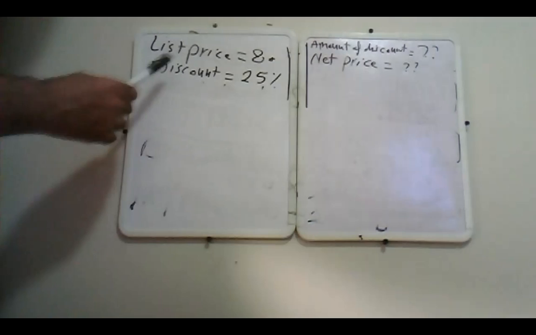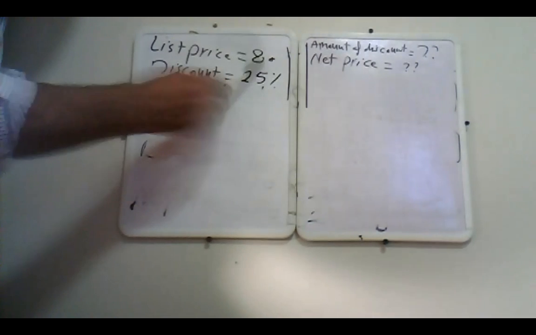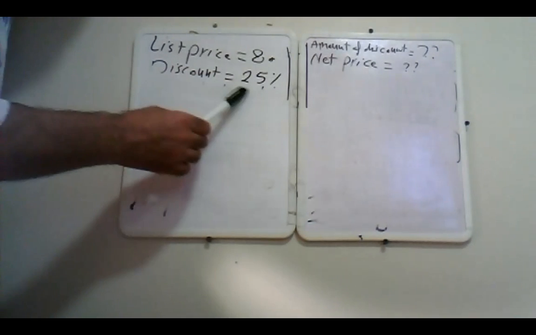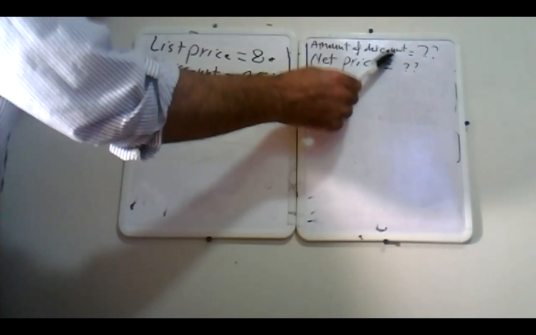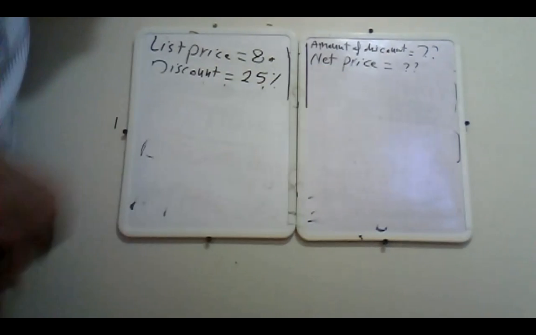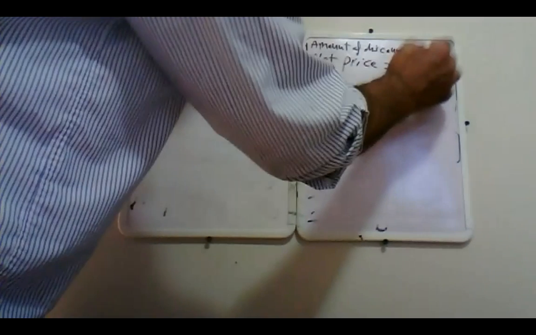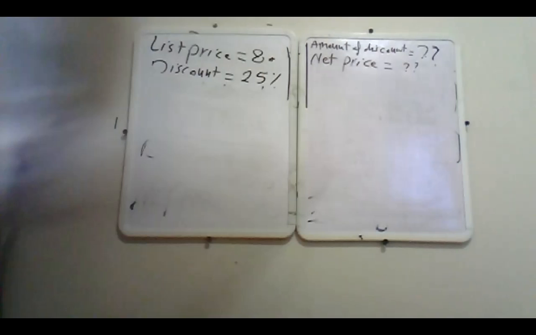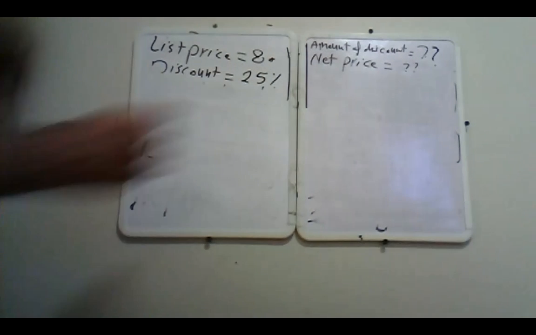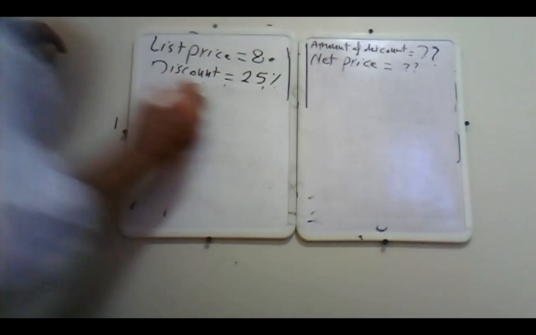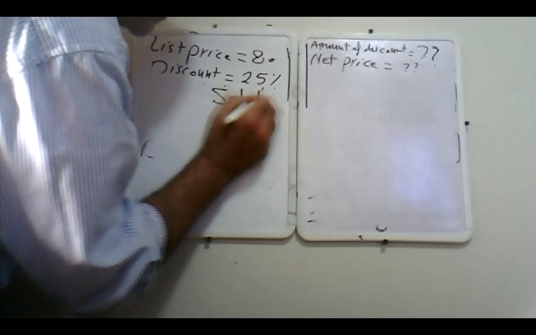So now, as you see here, the list price is $80 and the discount rate is 25%. I want to know the amount of discount, which is unknown, and the net price is also unknown. I don't know it. So let's first write the solution.